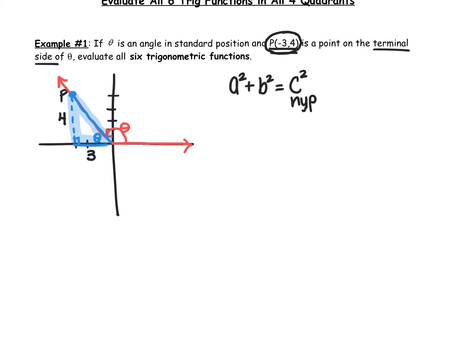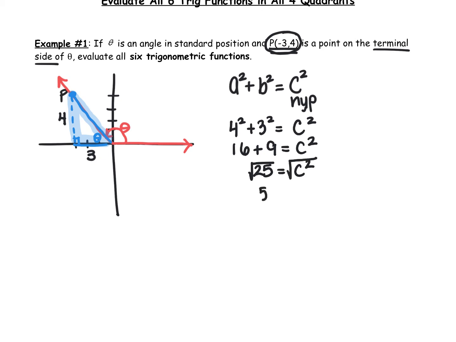So we're going to say 4 squared plus 3 squared. The a and b do not matter, and we need to solve for c squared. So 4 squared we know is 16, 3 squared we know is 9. When we add them together, we get 25. And then to get c by itself, we remember that we have to take the square root of both sides. So we get that 5 is equal to c. So now that we have a perfect triangle, we now can evaluate the six trig functions.